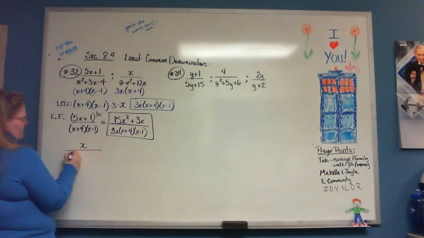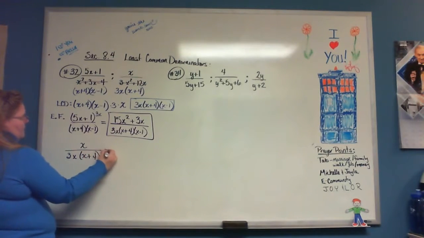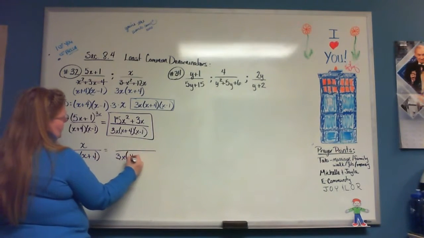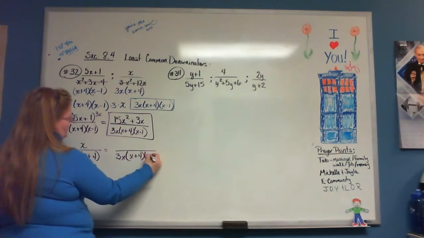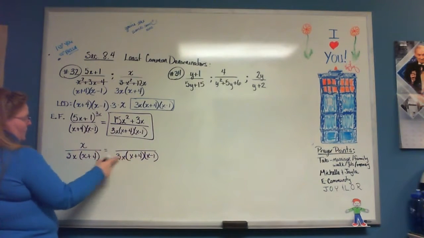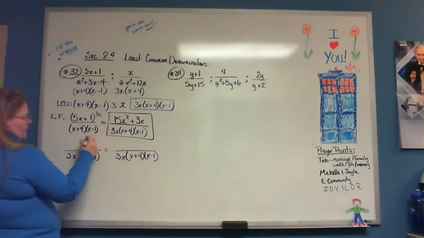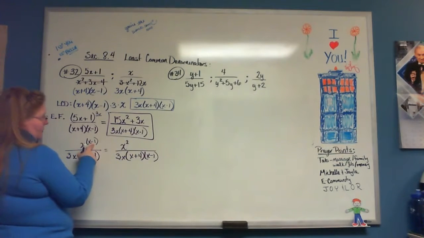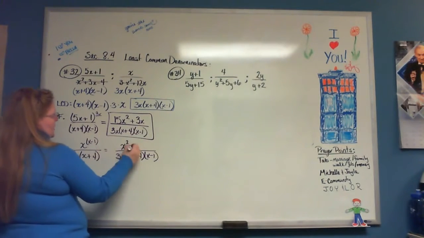And then for the other one, x over 3x times x plus 4. And it has to become our LCD. It already has the 3x, so that's good. I don't have to worry about that. It's got an x plus 4, so the only thing missing is my x minus 1. So I need to multiply this out and put it over here. X times x is x squared. X times negative 1, because you still got to distribute, is negative x.